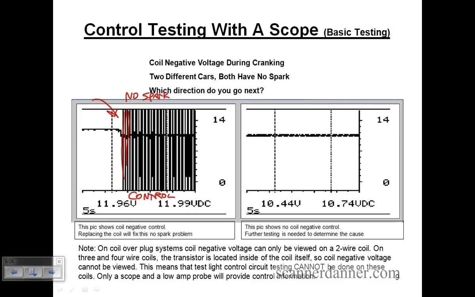It's control, right? No spark, I have control. What is this? Bad coil, right? Over here, no spark, no control. What are we saying? It is not a coil problem.